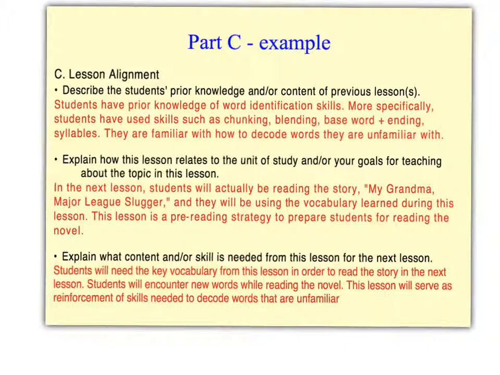Read what I've put in red here. Third bullet, explain what content and or skill is needed from this lesson for the next lesson. So in other words, what are you going to need students to, quote unquote, get out of this lesson that will help them be ready for the next lesson and to be successful in that next lesson?